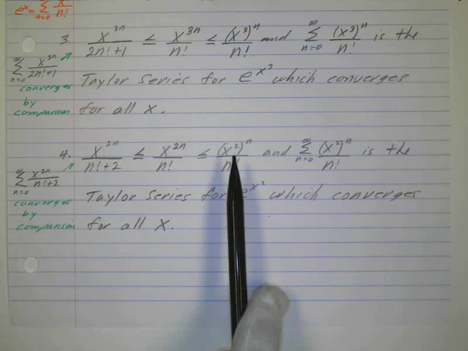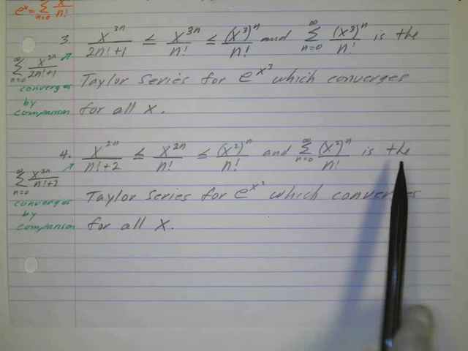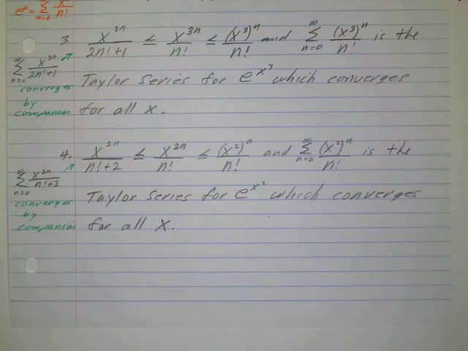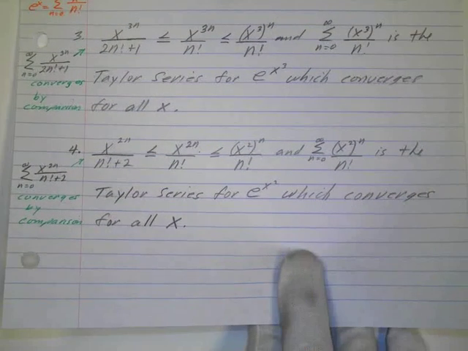And then I can rewrite this like this, and then this again is going to be just a form of e to the x squared. So that's going to be the Taylor series for e to the x squared, which converges for all x. So that's kind of the technique you use on those. Okay, let's take a look at number 5.